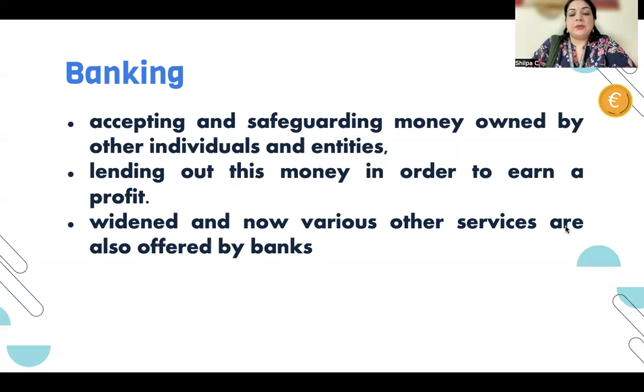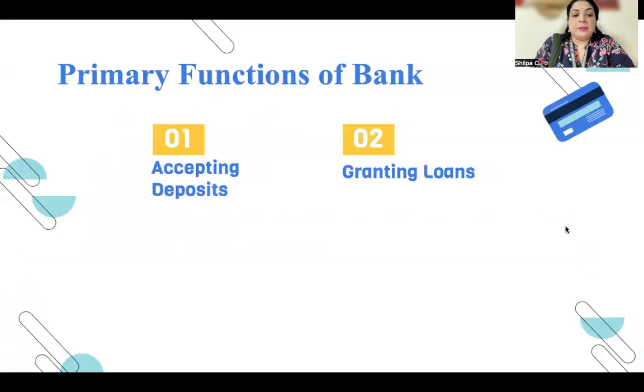How does it earn the profit? It earns the profit in the form of interest, whatever has been accumulated through that particular amount. And it not only accepts deposits and lends money, it also provides many other services like providing different kinds of loans or providing different kinds of facilities as an agent to the customers, as well as a locker facility. So a lot of other services are also provided by the bank.